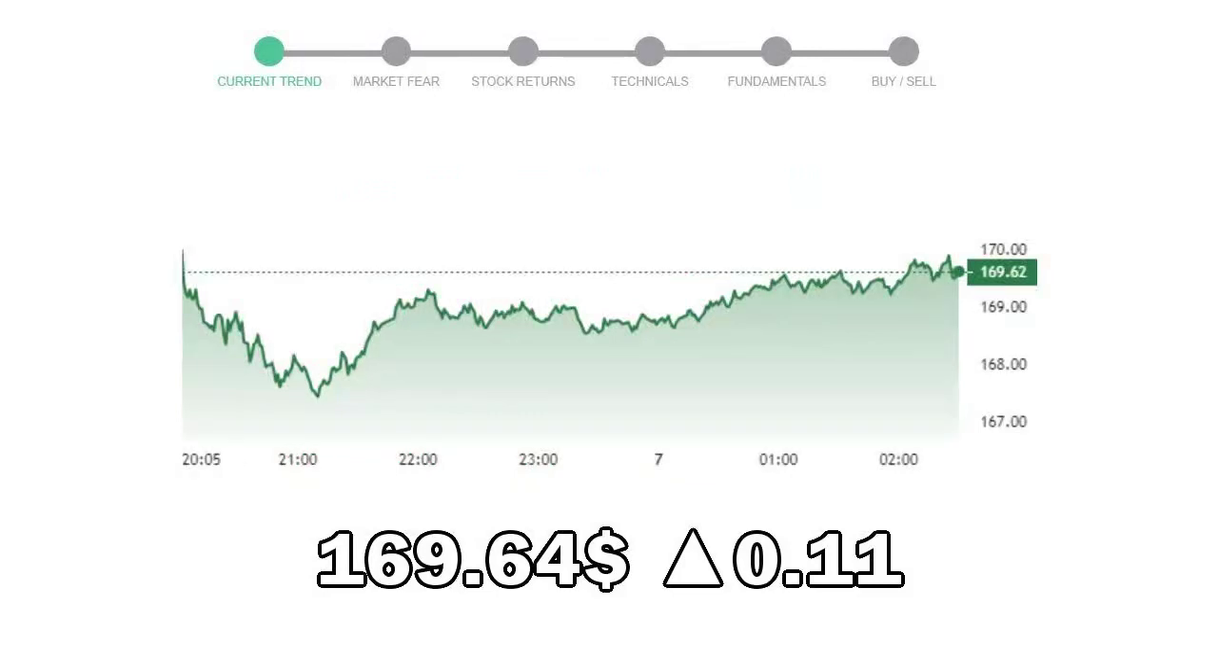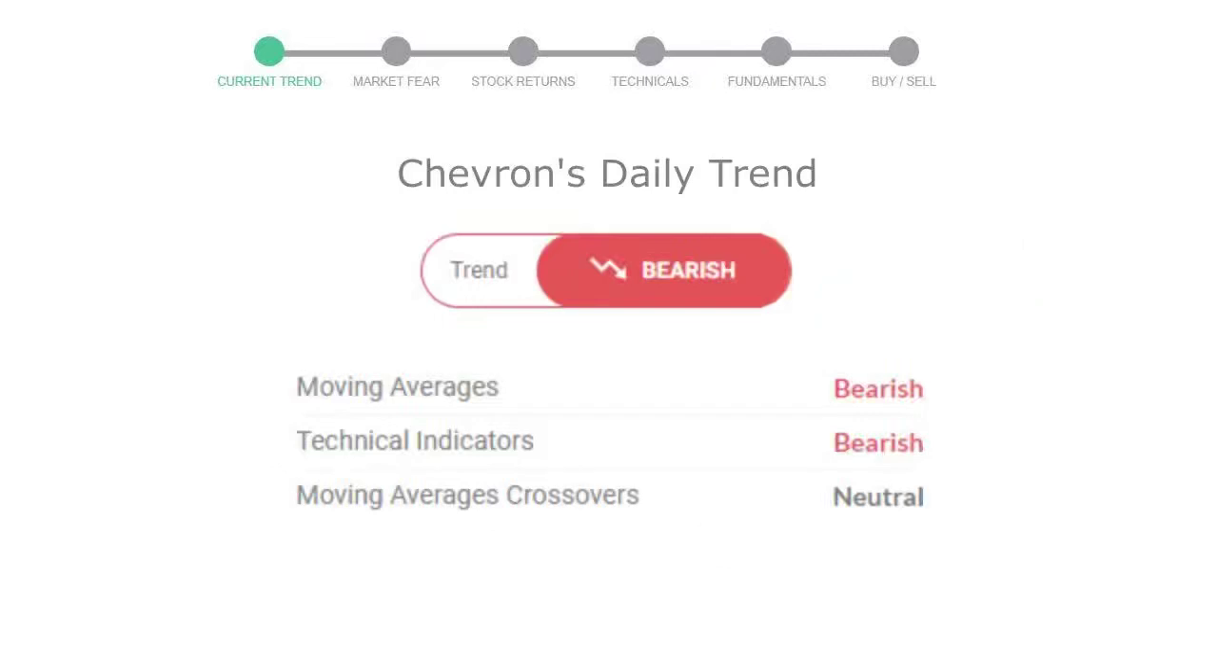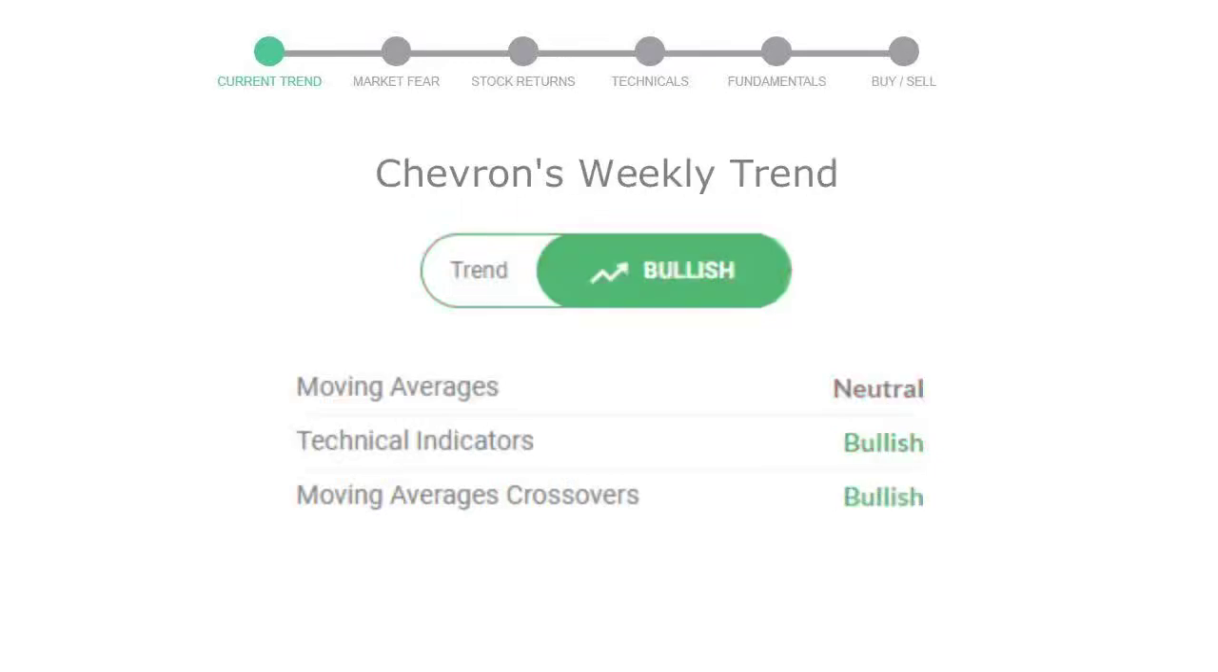Let's look at today's trend indicators. The moving average is bearish. Technical indication is in downtrend, and overall daily trend for the stock is in declining trend. Looking at weekly analysis, the weekly stock trend is in positive trend.